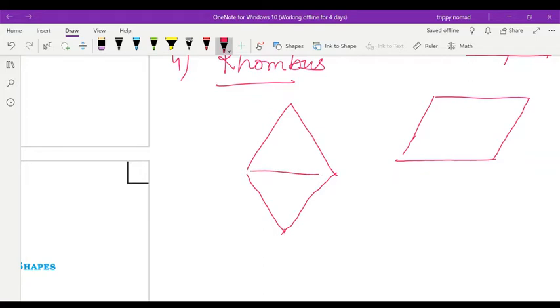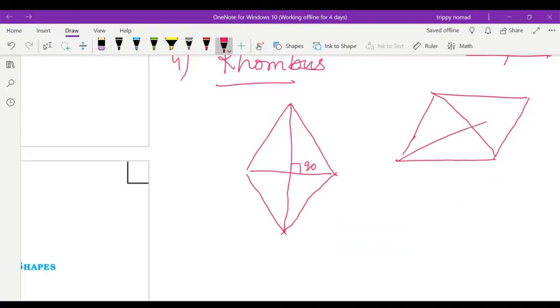If all the four sides are equal, and these are the diagonals, the diagonals bisect each other at 90 degrees. I want to show this diagonal bisecting at 90 degrees, so I have drawn it like that. So what is this called? Bisect each other at 90 degrees. That is called a rhombus. I hope you understood, children.